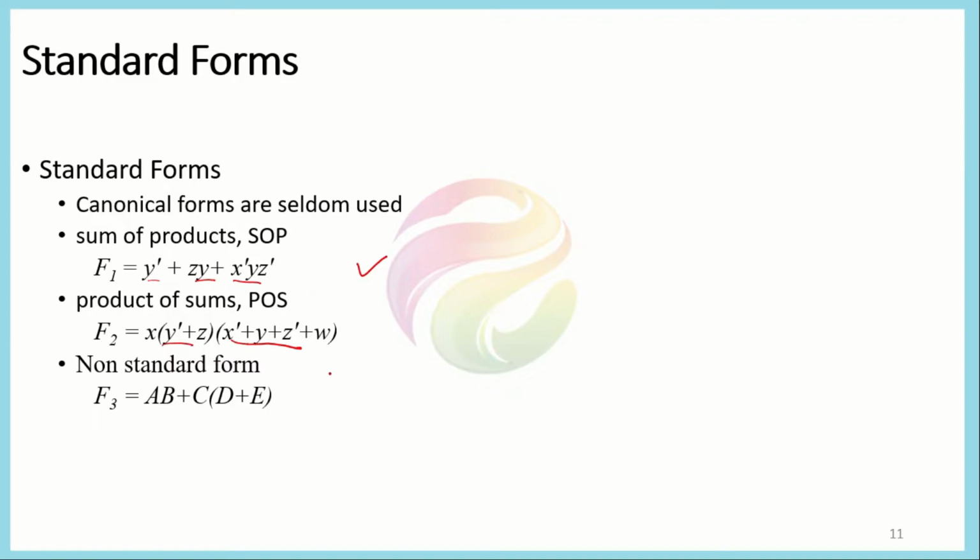And there could be a function which is in neither standard form. It's neither in the sum of product form nor in the product of sum form. So we need to derive something else from this equation to represent it in one of the forms, which we will see in the next slide. Now we will represent all these 3 functions f1, f2 and f3 in the form of a circuit diagram in the next slide.